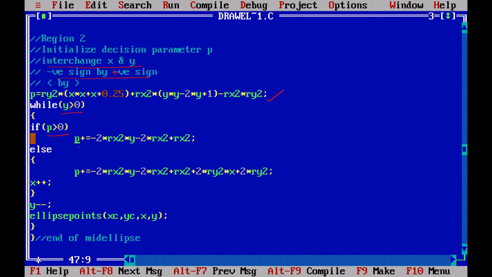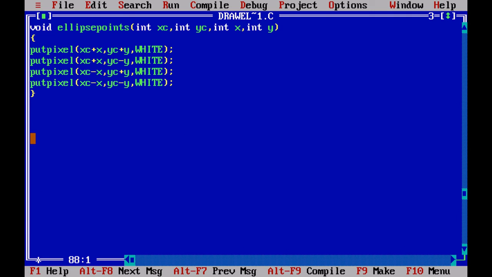p less than 0 is replaced by p greater than 0. p is equal to p plus... here I am going to replace negative by positive and positive by negative in the previous while loop. And y is replaced by x. There we had y minus minus, that is replaced by x plus plus. x plus plus should be replaced by y minus minus. We got y minus minus. We call the ellipse points.